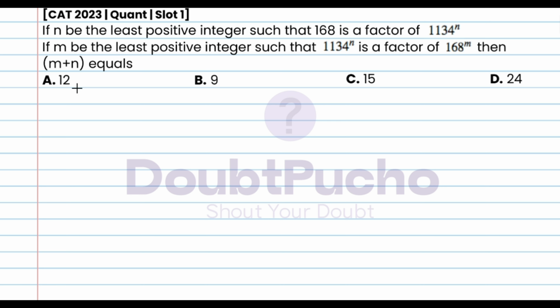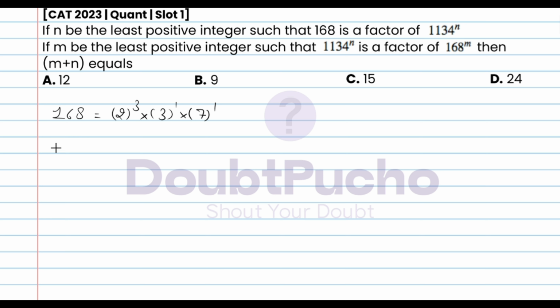Let n be the least positive integer such that 168 is a factor of 1134 to the power n. Let's solve it first. सबसे पहला स्टेप हम क्या करेंगे, 168 का प्राइम फैक्टराइजेशन करेंगे. तो जब हम ये करते हैं हमें मिलता है 2 to the power 3 into 3 to the power 1 into 7 to the power 1.